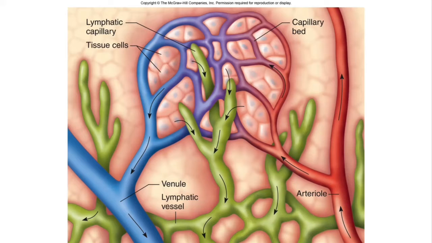Here is a three-dimensional diagram of the area of microcirculation, where we can see that the lymphatic vessels start as blind-ended structures between the cells and the capillaries, and then they join together to form large lymphatic vessels and join the lymphatic system.